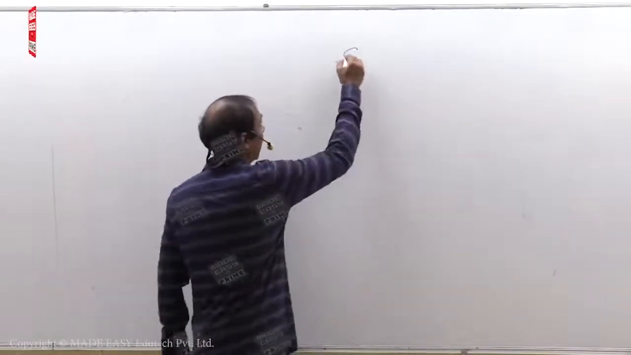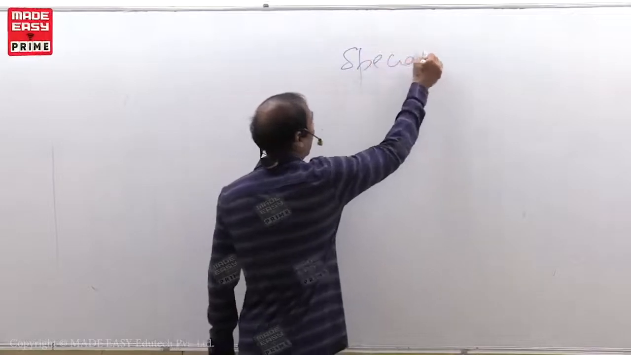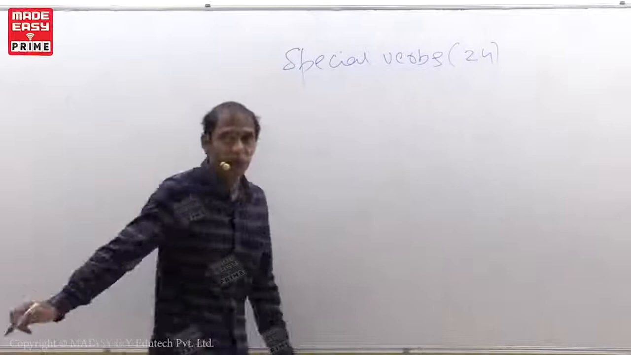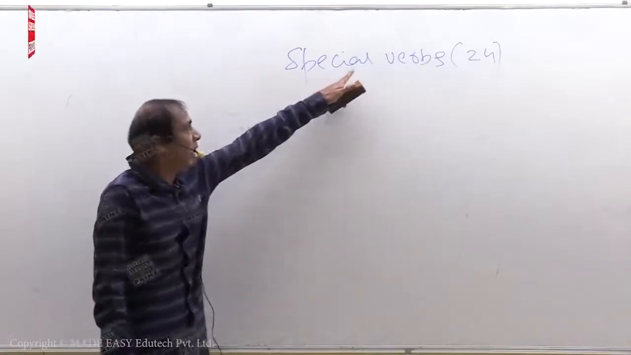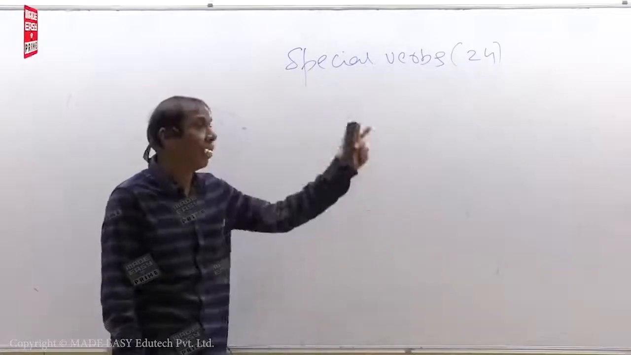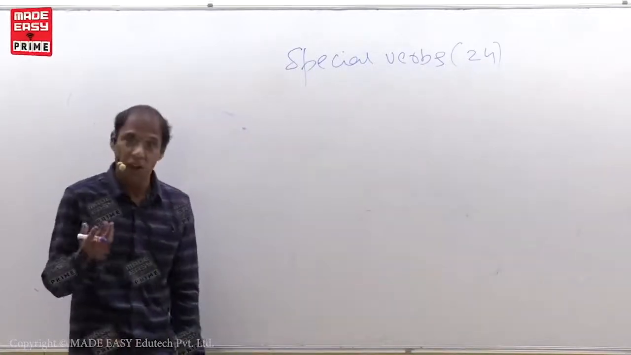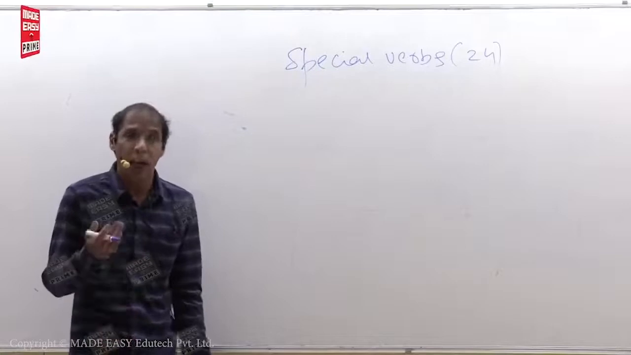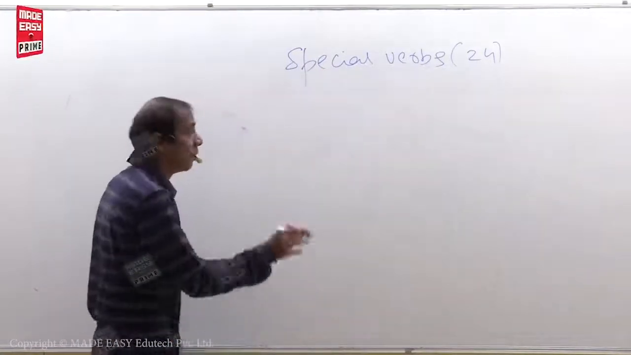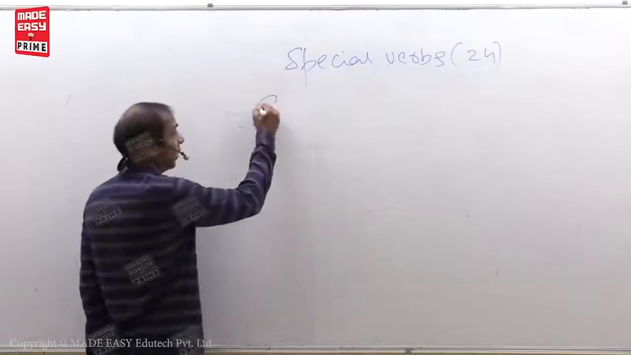Take down the heading like this: Special verbs. S-P-E-C-I-A-L, V-E-R-B-S. Special verbs. These can be called anomalous finites, auxiliary verbs, modal verbs, helping verbs, whatever you call. These are 24 special verbs. I am giving the list of the 24 special verbs here.